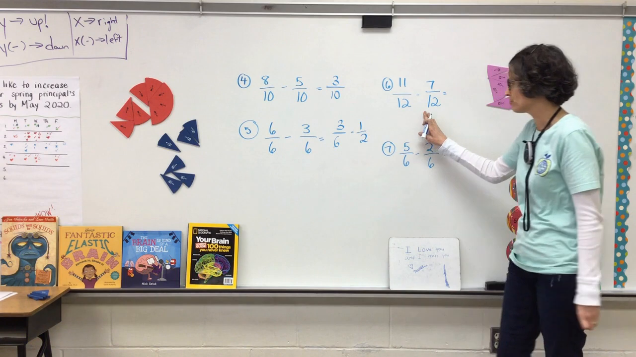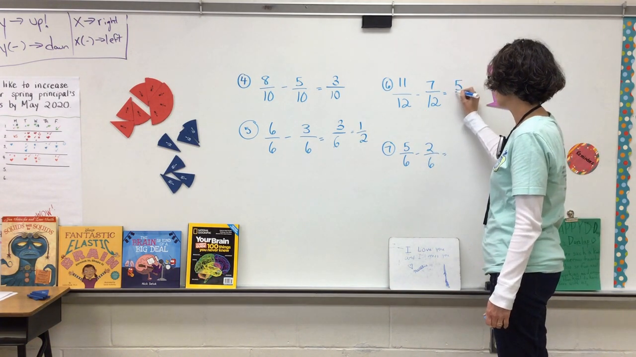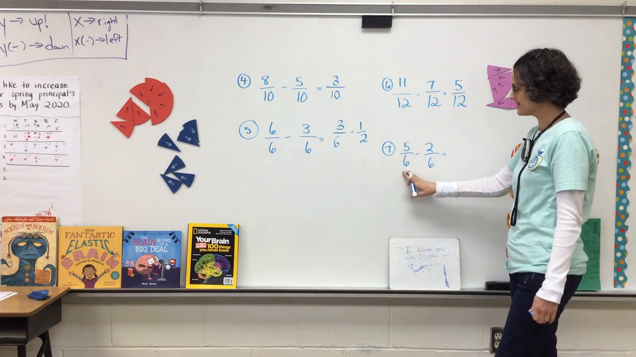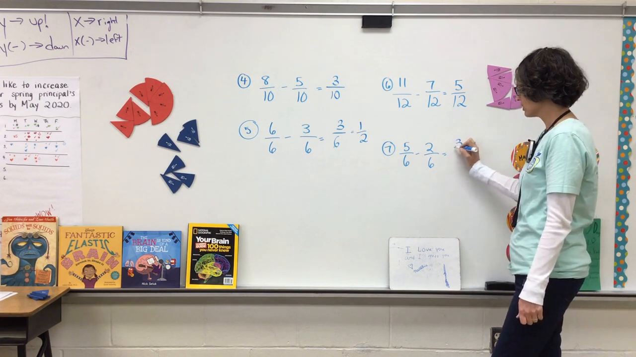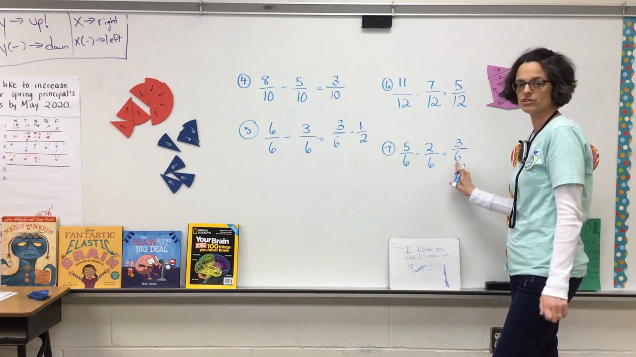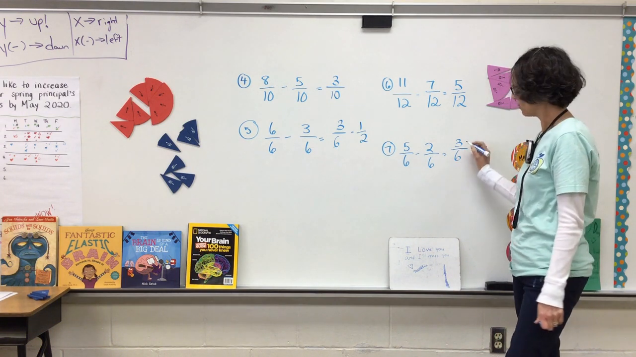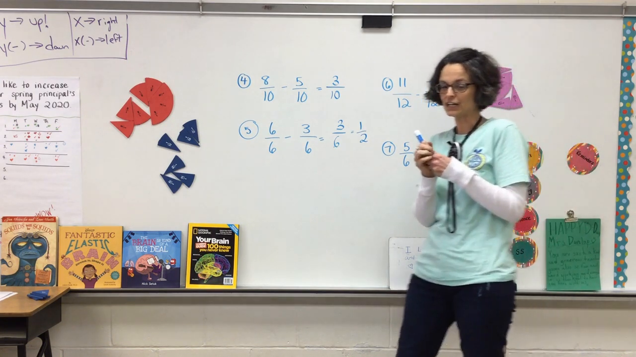All right, how about this one? 11/12 minus 7/12 equals 5/12. And the last one, 5/6 minus 2/6 equals 3/6. Uh-oh, do you know what this one's equivalent to? Did you get it? 1/2. There you go. All right.